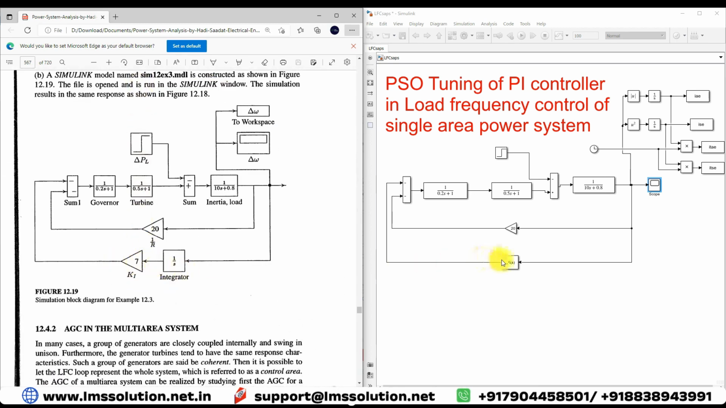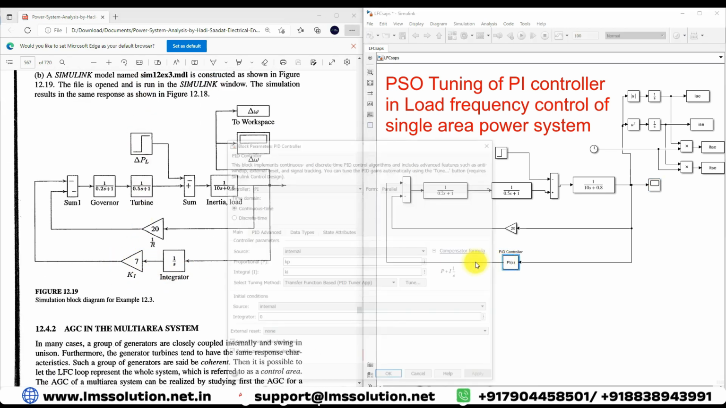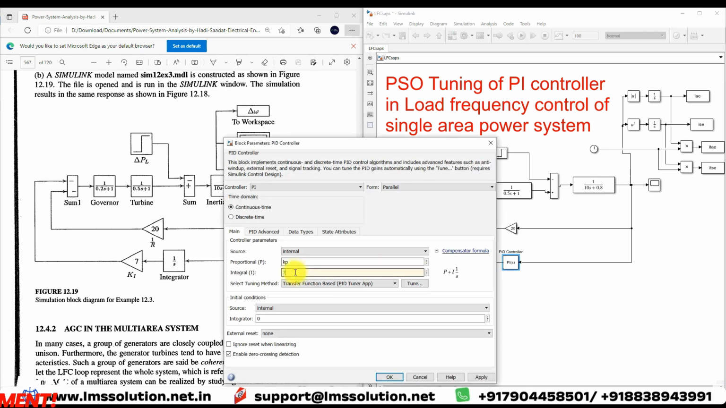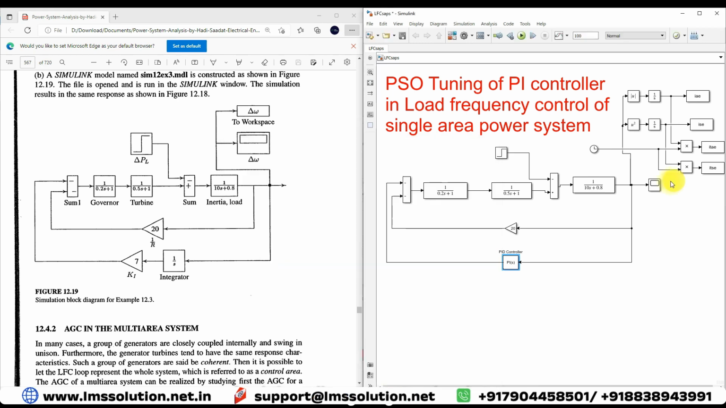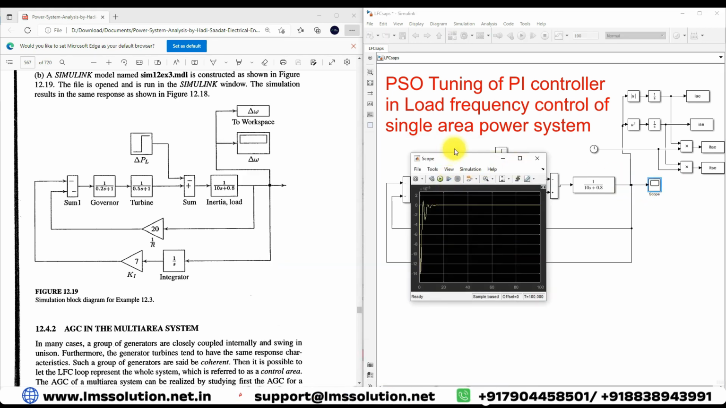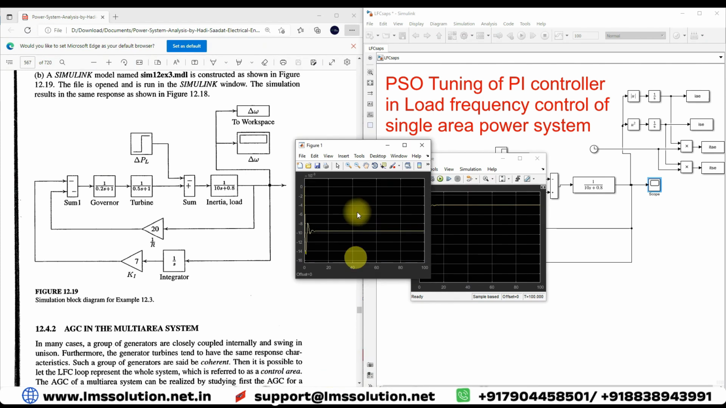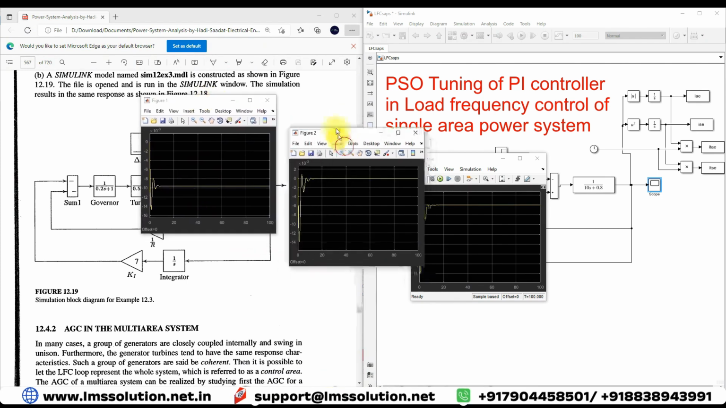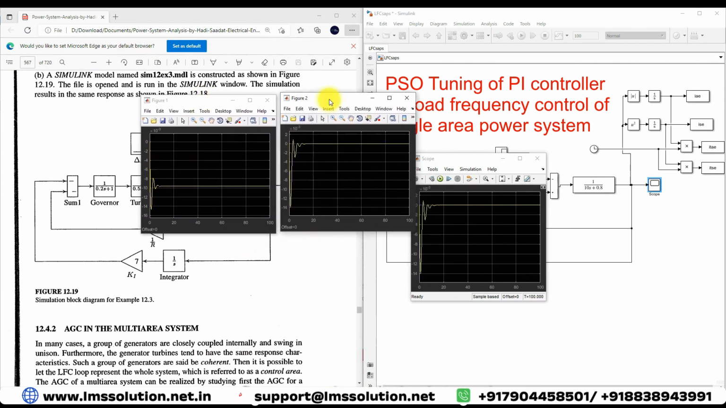So they are using 7. Here I'm going to put the value of the integral controller as 7, and then I'm going to make the proportional gain equal to 0, and I'm going to apply, and then simulate this model. So this is the result we are having now. Here I'm going to take it to a figure. So figure 1 is without the controller, and figure 2 is with the integral controller.